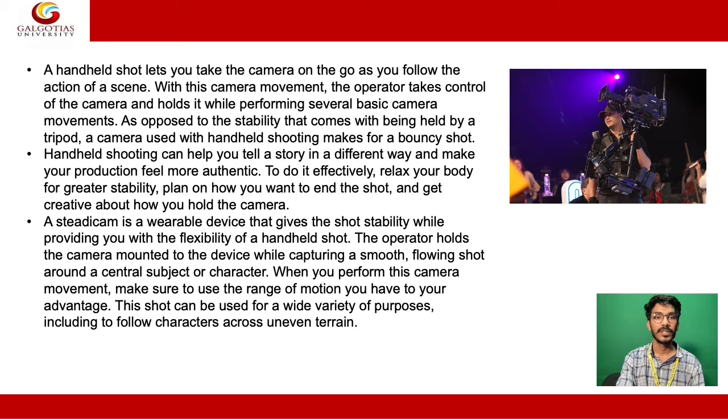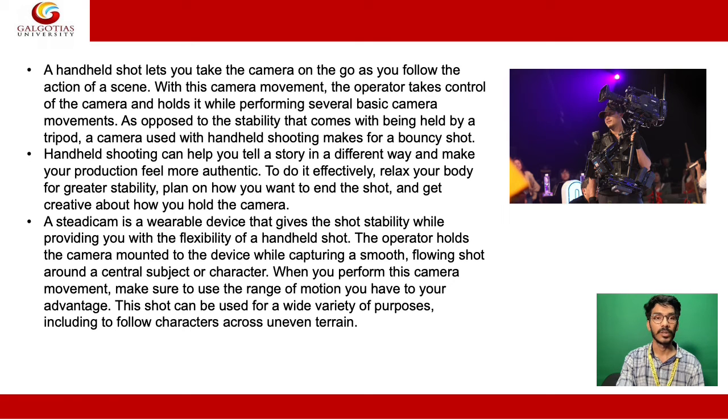A handheld shot lets you take the camera on the go as you follow the action of the scene. With this camera movement, the operator takes control of the camera and holds it while performing several basic camera movements. As opposed to the stability that comes with being held by a tripod, a camera used with handheld shooting makes for a bouncy shot. Handheld shooting can help you tell a story in a different way and make your production feel more authentic. To do it effectively, relax your body for greater stability. Plan how you want to end the shot and get creative about how you hold the camera.